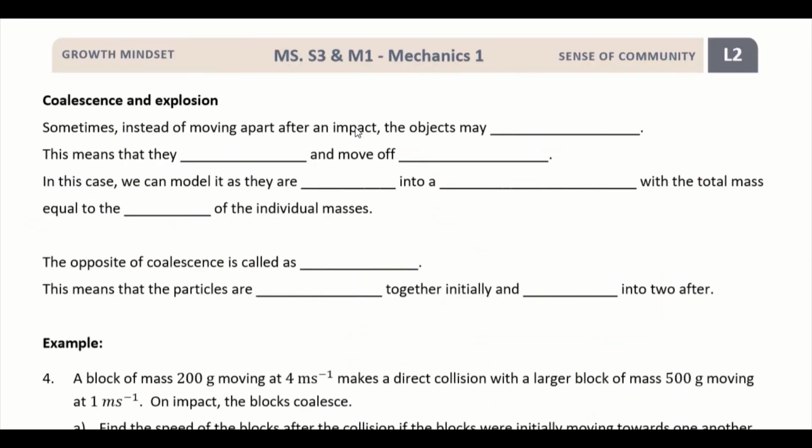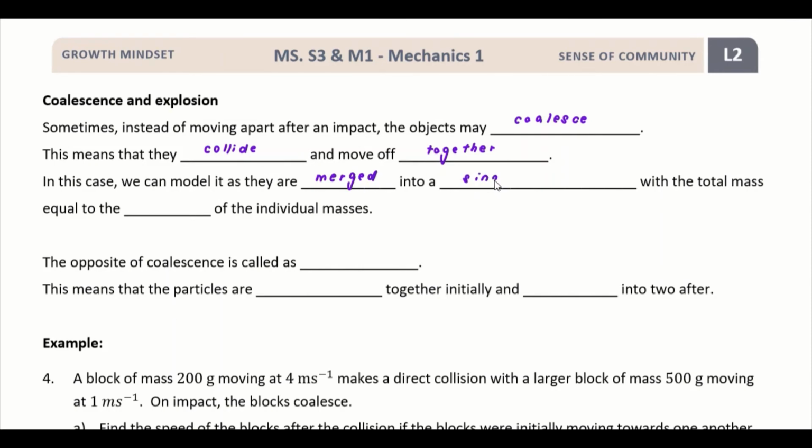Okay, let's look at the part on coalescence and also explosion. Sometimes instead of moving apart after an impact, the objects may coalesce. Let me write down the word. This term means that the two objects collide with each other, and then after that they move off together. So the idea is together, which means these two objects have the same final velocity after the collision.